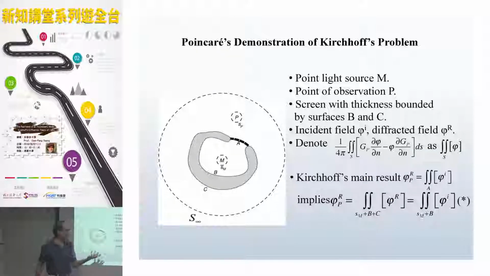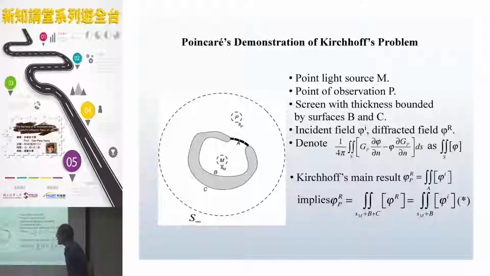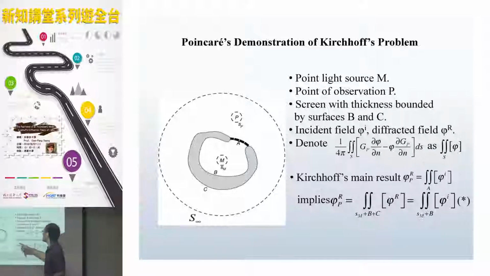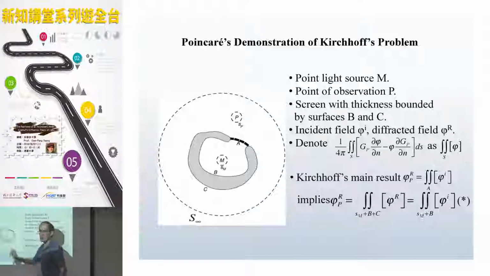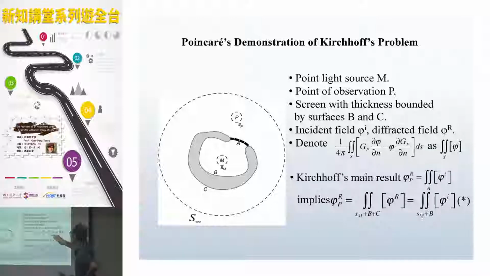And with the point source, you get phi R. And denote this integral in this form, where GP is a Green's function with respect to the singularity at the point of observation. So now, according to Kirchhoff's boundary condition, his main results imply that the diffractive field at the point of observation has only the contribution from the aperture A, and in this contribution, the fields inside are assumed to be the incident fields, right? So this is exactly the major result of Kirchhoff theory.